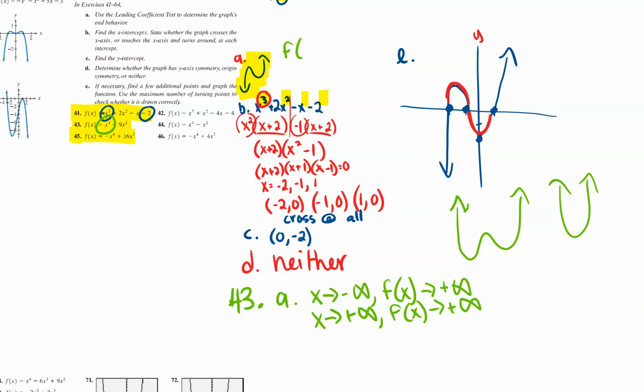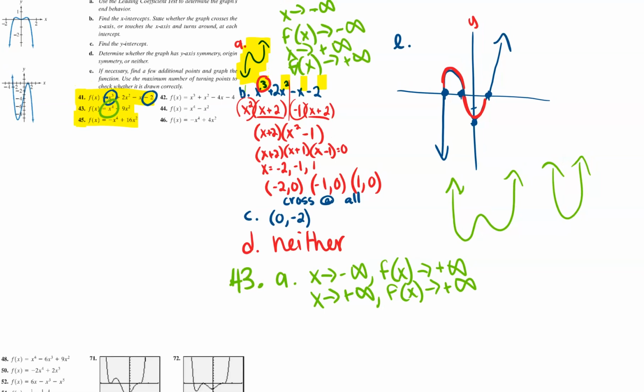This one, as the function approaches the left side, so, as x approaches negative infinity, the function approaches downward, so also negative infinity. And then the right side, as x approaches positive infinity, the function's also going up. So the function approaches positive infinity as well. All right, so that's our end behavior.